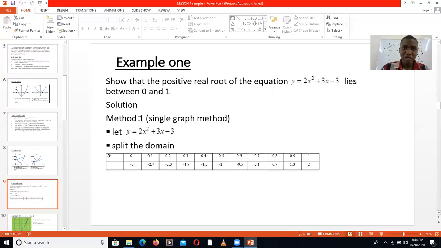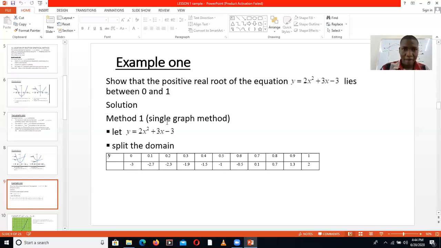So we're going to solve this using the 2 approaches and see if it will give us the same result. So what we do, we split up the domain given. The domain given is 0 to 1. So I use a convenient scale of 0, 0.1 up to 1. Notice that in my table, I only have values between 0 and 1. Then I generate the corresponding y values.